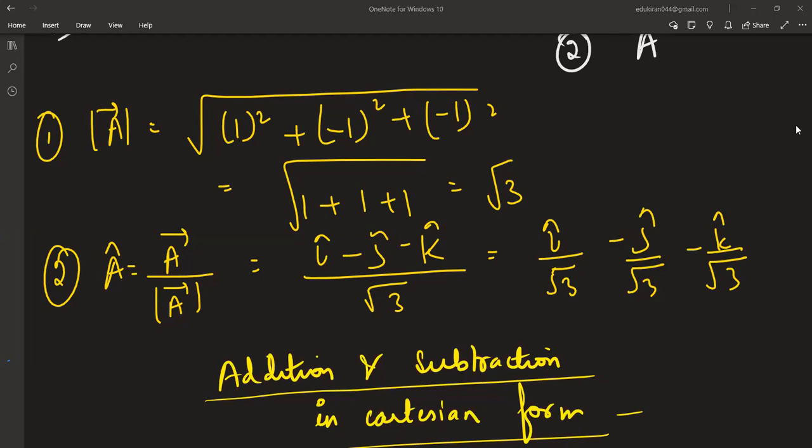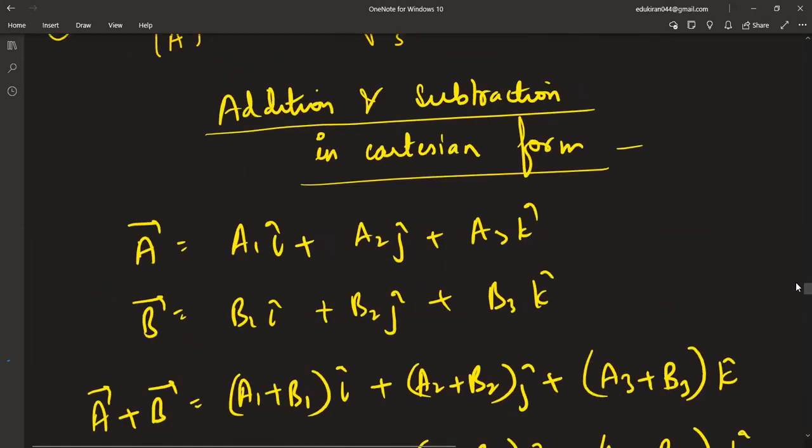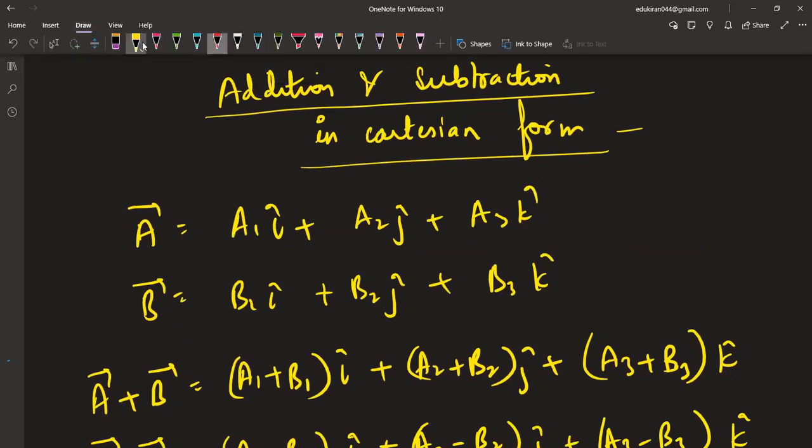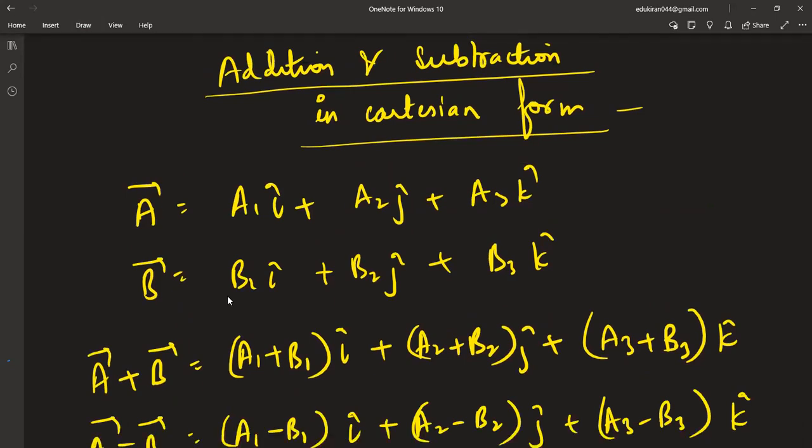See, when we have to add or subtract in Cartesian form, how do we do it? Suppose two vectors are given to you. A1 I cap plus A2 j cap plus A3 k cap. This is one vector. And then you have another vector which is B1 I cap plus B2 j cap plus B3 k cap. Fine. Now see, how do you add it?